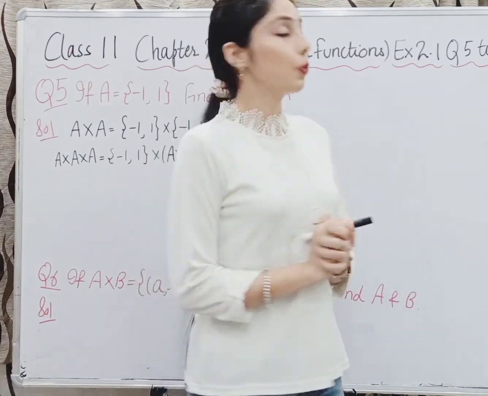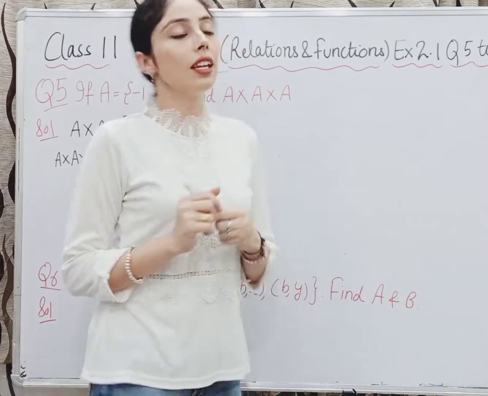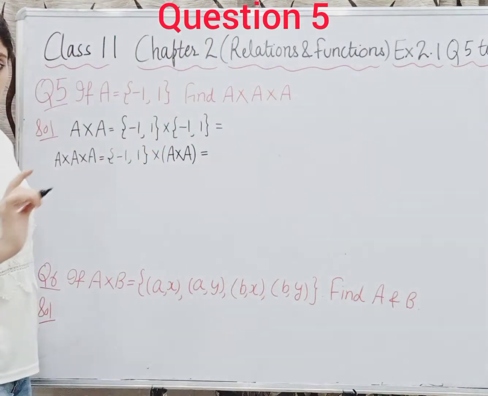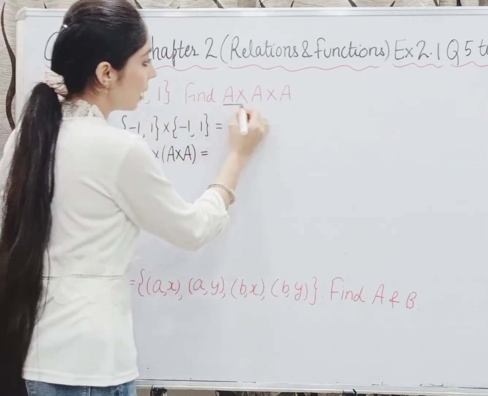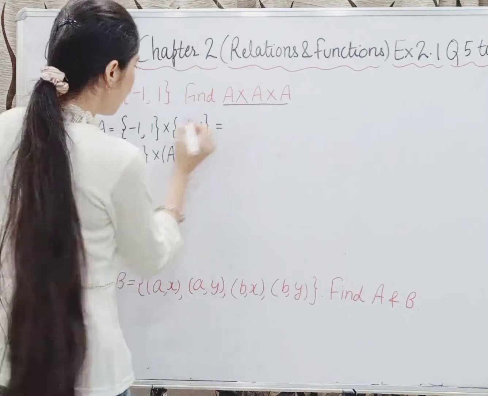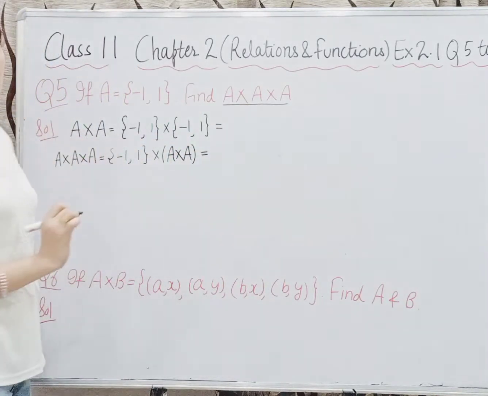In today's lecture, we are going to start question number 5 to 10. Okay, let's see question number 5. If A is equal to {-1, 1}, we have to find the Cartesian product of this 3 times. Okay, first of all, we will find the Cartesian product of A and A.